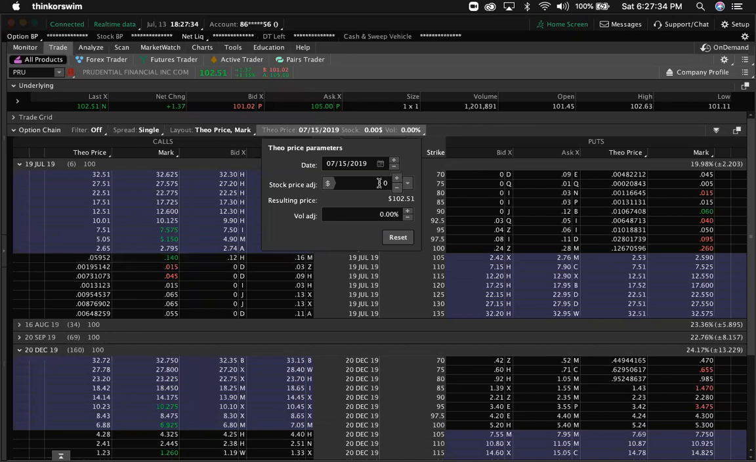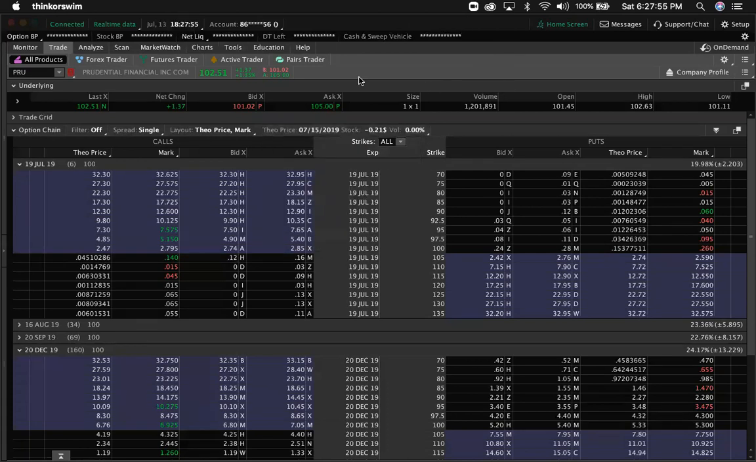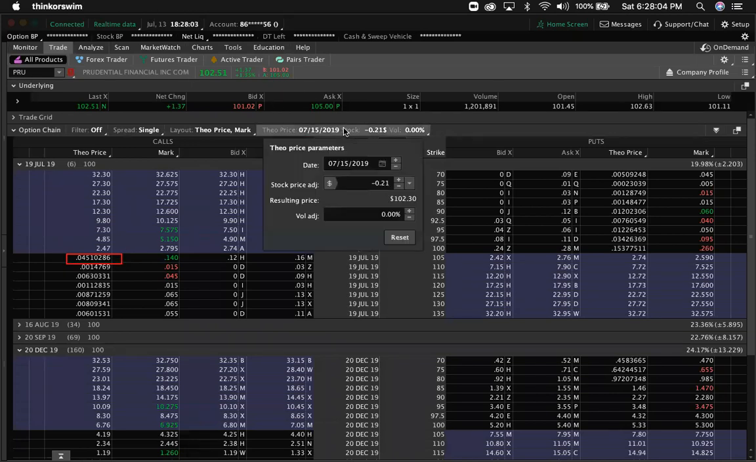So what I'm going to do is change the stock price adjustment to 102.33. So I'm going to basically take off, let's say, 20 cents, right? Let me just take that negative. Put that to 20 cents. Let's just say it gaps down to 102. And look how the Theo changes over here. Just watch this. Watch this box. Watch how it changes as I adjust the price. This helps a lot too.